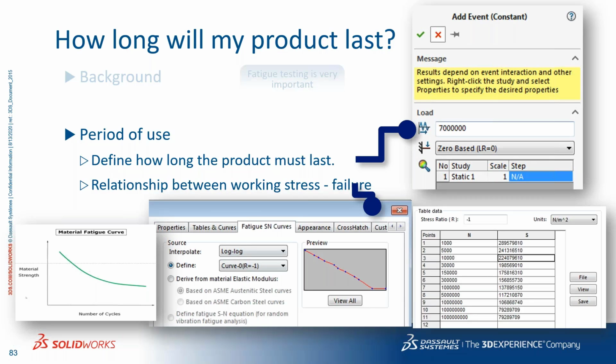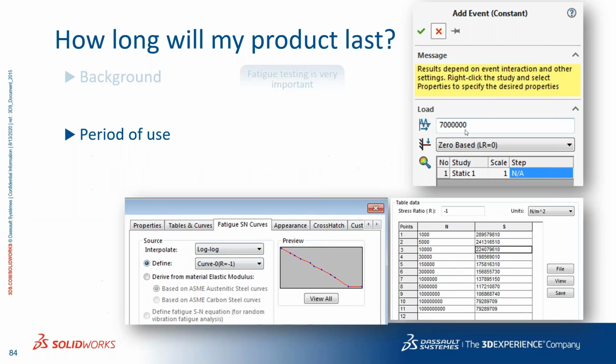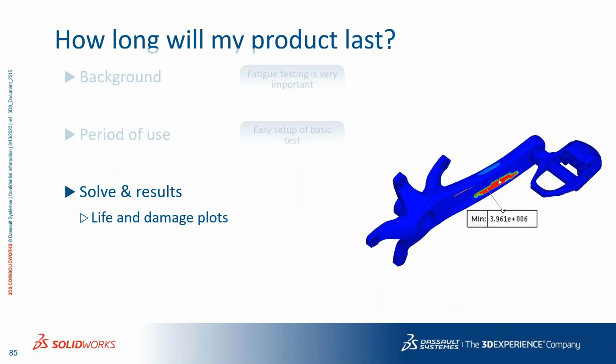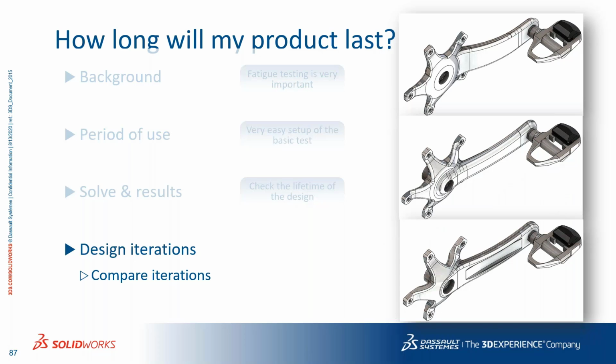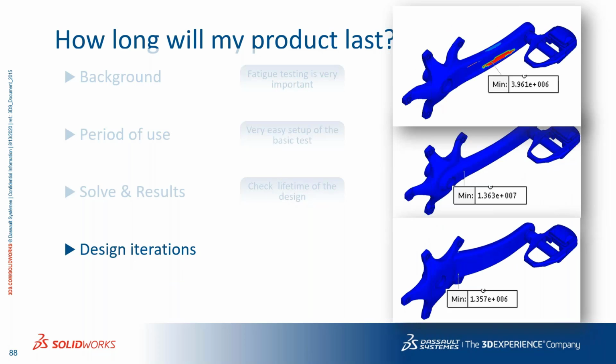You have seen that we have applied different events here. This is the number of cycles, and I have taken the static study as an input for that. After running this static study, it will be run for these number of cycles, and it will throw up results in the form of a damage plot or life plot. What you're seeing here is the minimum number of cycles it can withstand without any failure. You can have a damage plot too, which gives the percentage of damage.